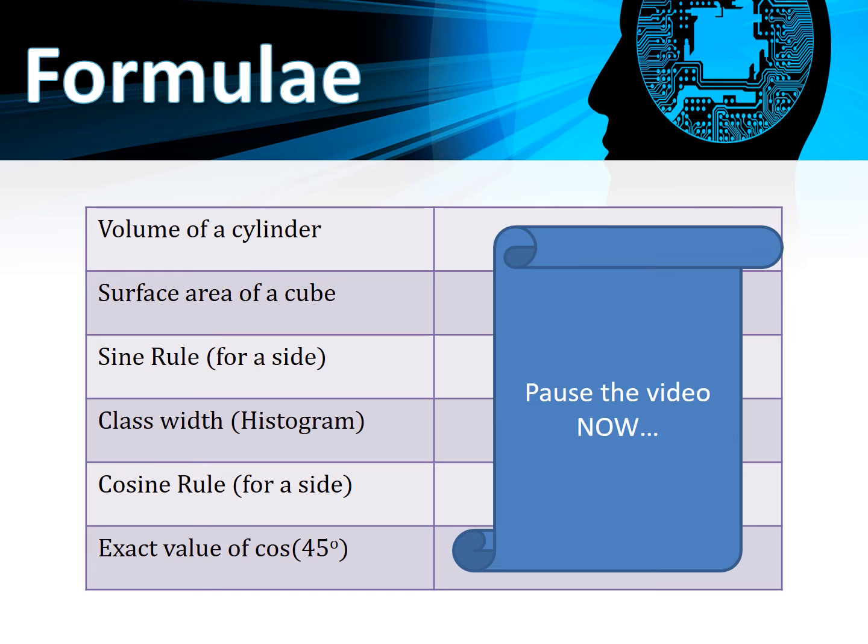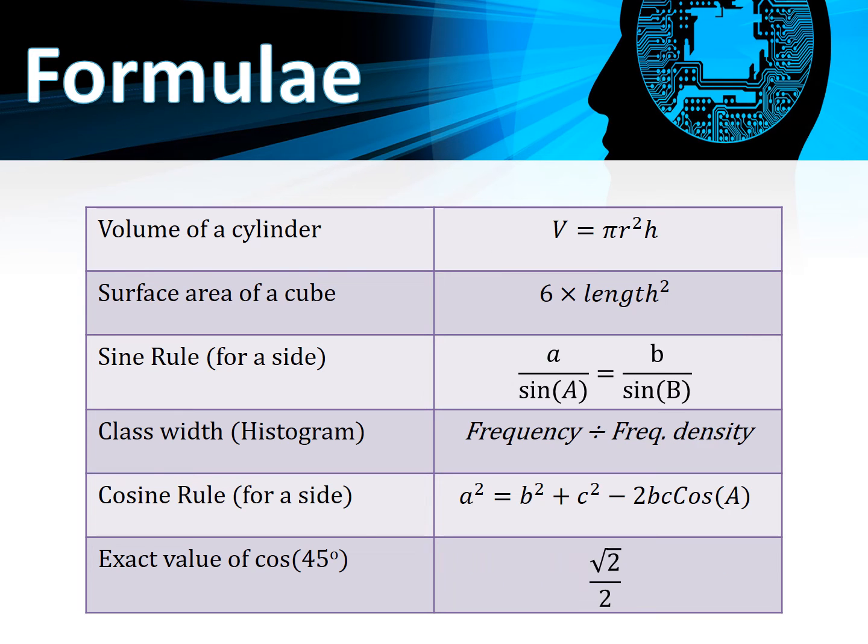Okay, moving on. So we've got our formulas. We've got 6 formulas to have a go at. Pause the video, let's go through it and we'll see how we do. So volume of a cylinder, you have got pi r squared, that's the circular base, times the height. Surface area of a cube: cube the length, times it by itself, that gets you the area of 1 face, and then you've got 6 faces, so times it by 6.